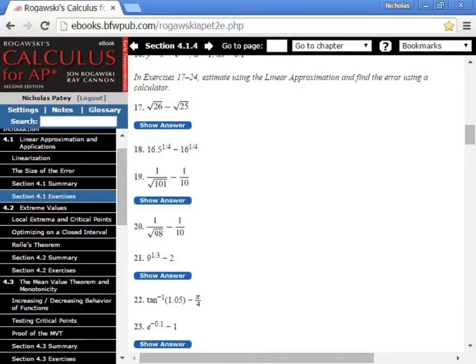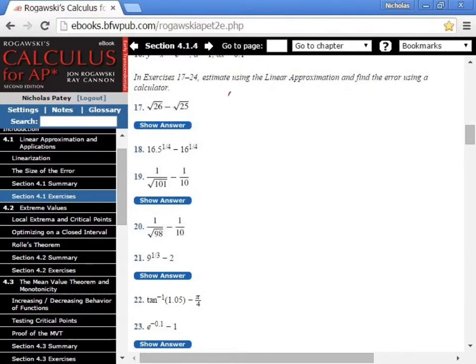Number 17 right here. It asks for the linear approximation, and it asks you to find the error. Now, the linear approximation here just means it wants to know the change. So what is the change from this guy to this guy? Okay. Now, there's a couple things related to linear approximation that we need to make sure we are aware of and identifying.